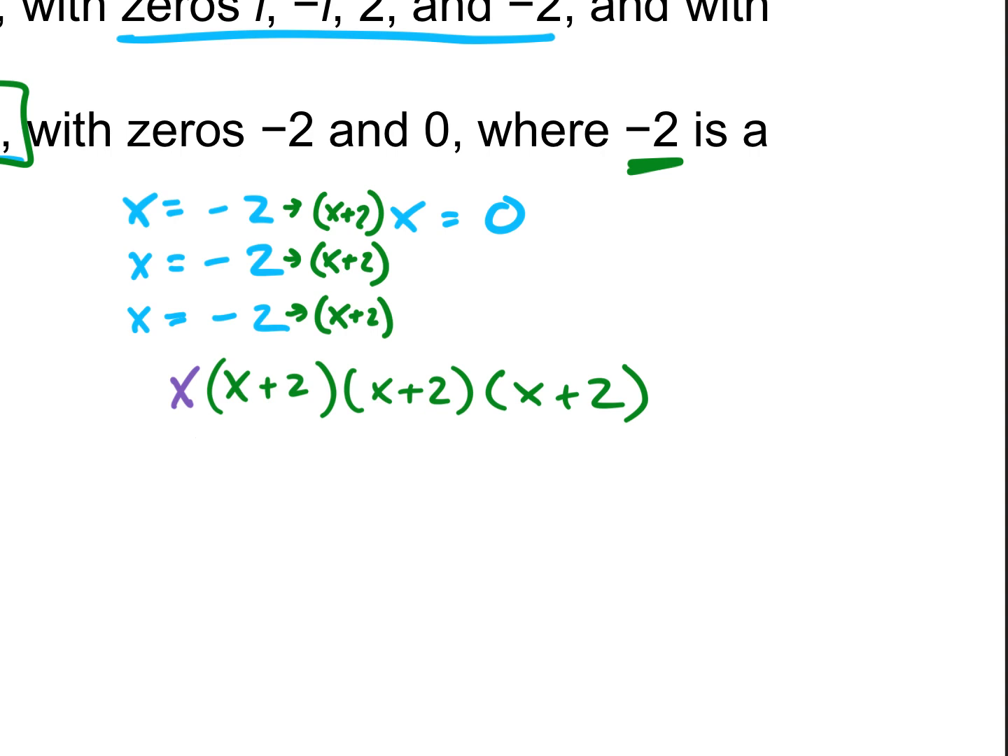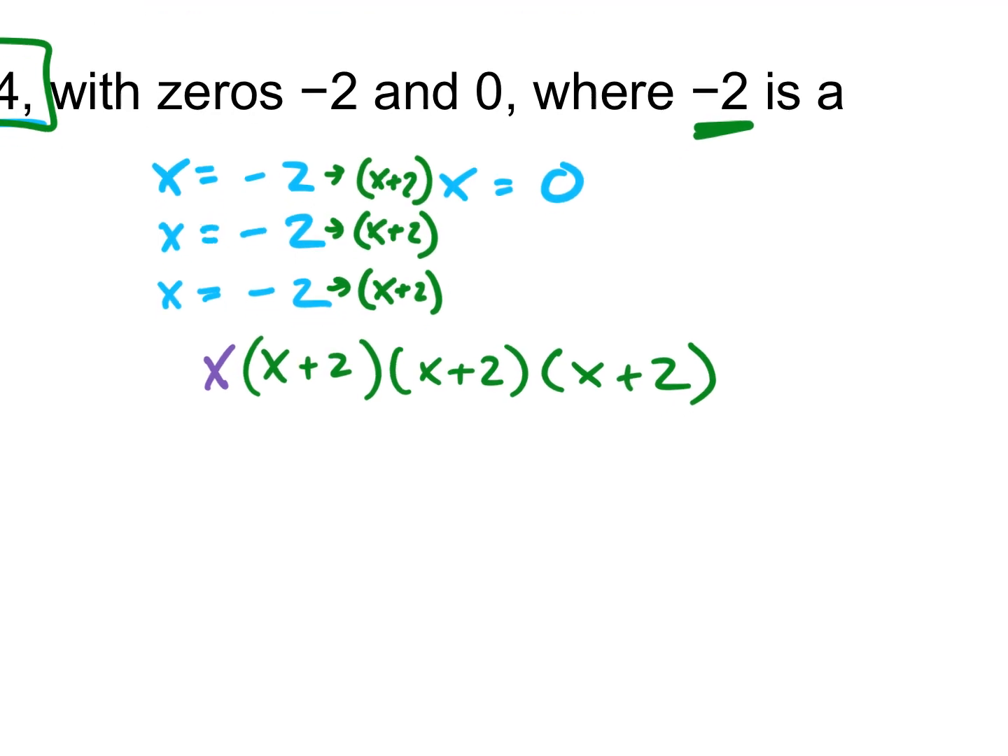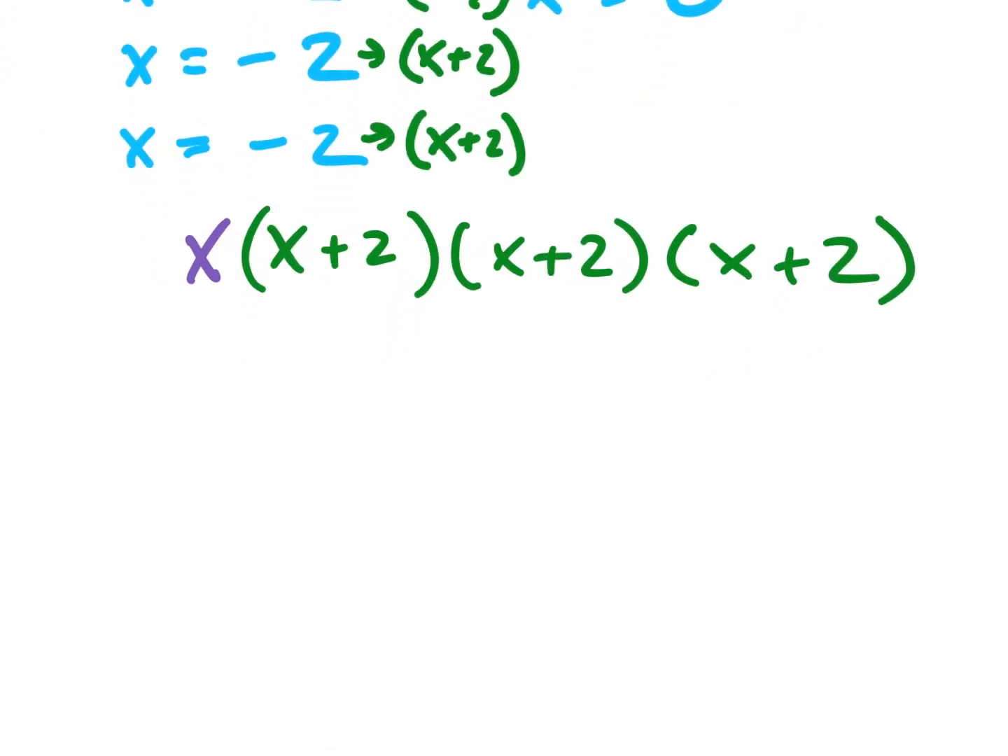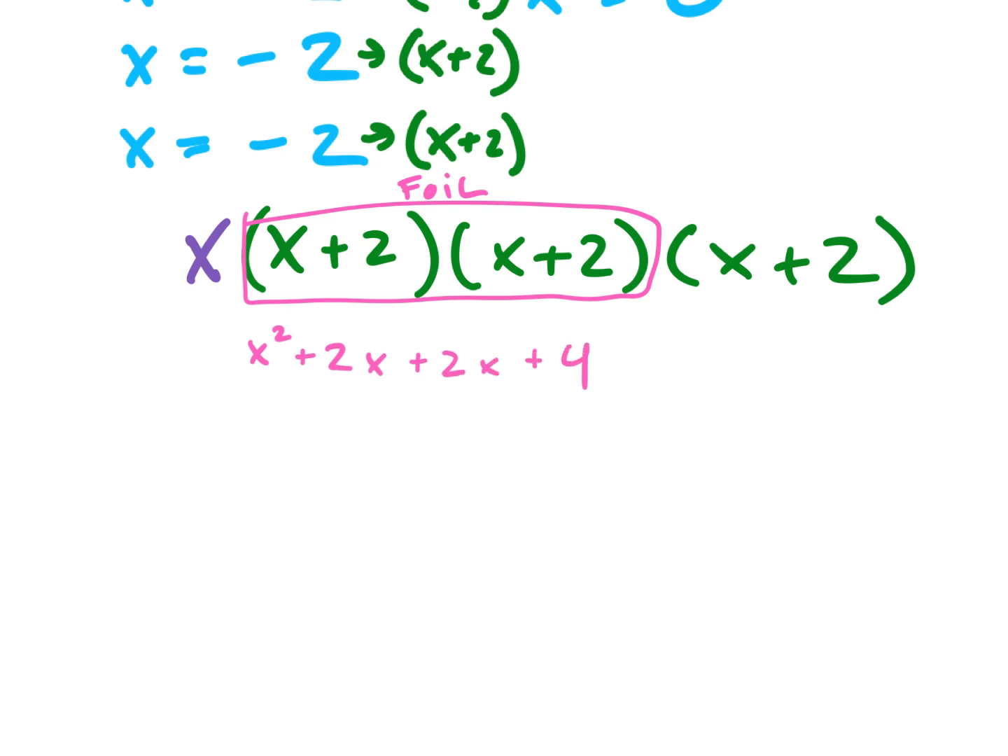What would I do next? FOIL them. Let's pick 2 at a time and FOIL them together. Can I use the conjugate shortcut here? No, these are not conjugates, so you can't use the shortcut. You actually have to FOIL them out. So x times x would be x squared. x times 2 would be 2x. 2 times x is 2x. Plus 2 times 2 is 4. Let's combine our like terms. x squared plus 4x plus 4.